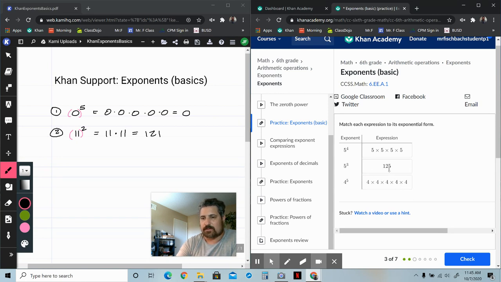So obviously 5 to the 3rd must be 125. And check it, is it? Well, 5 to the 3rd is 5 times 5 times 5. That's 25 times 5, or 125. So that works.